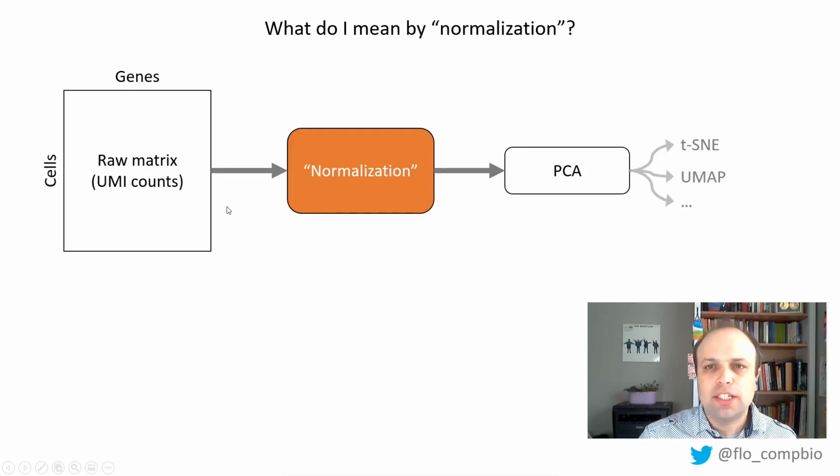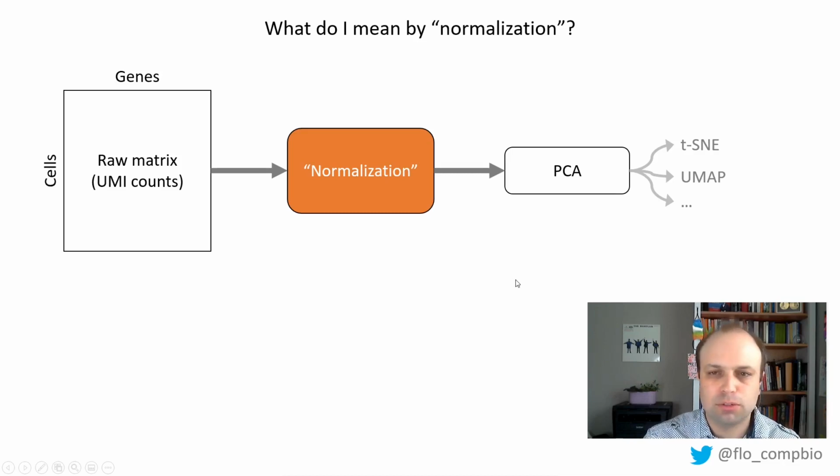So with that said, I want to talk about what I actually mean by normalization. Normalization is a term that gets used a lot in different contexts, and I just want to define it here, at least for the purposes of this video, as everything that you do to the raw UMI counts that you have when you have a single-cell RNA-Seq data set. Everything you do to that data before you actually run a PCA, because PCA is often the first step that you do, for example, for visualizing the data as in a t-SNE or UMAP. So everything that happens in between is what I refer to as normalization.